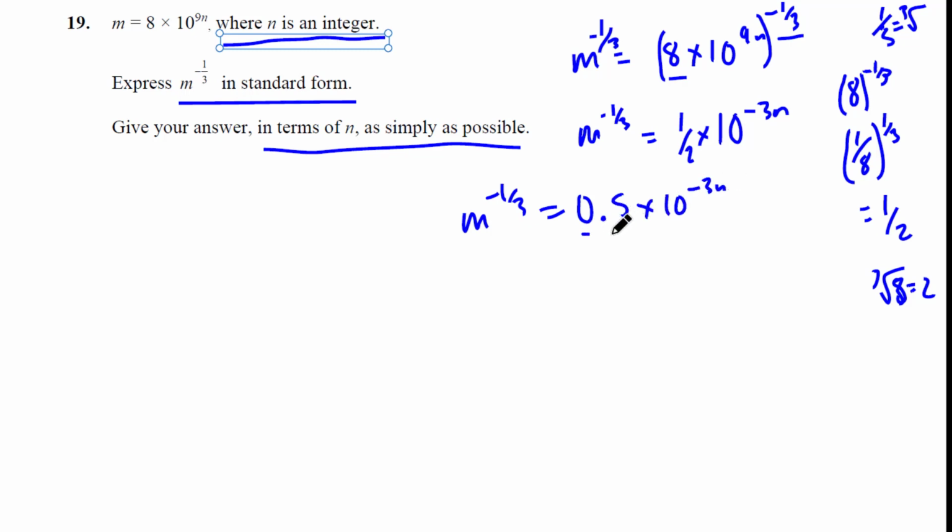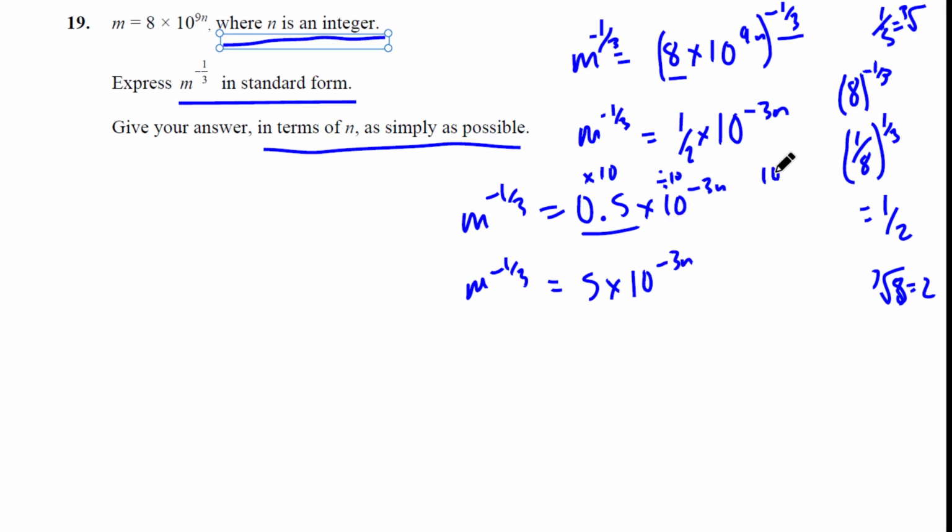Now what's wrong with this? This is not between 1 and 10. So we need to times this by 10. Now we times this by 10 to keep this answer the same. We need to divide this by 10. So this becomes m to the power minus 1 over 3 equals 5 times 10 to the power minus 3n.